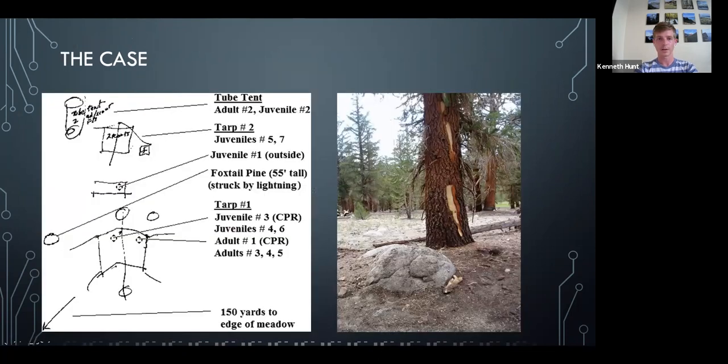And then I'll get into it a little bit further, but essentially when the troop saw the storm coming, the group of 12 broke up into smaller groups, and this kind of lays out where they were. And then this shows the foxtail pine, 55 feet tall, that was actually struck by the lightning in the proximity to Tarp 1. And this was an actual picture of the tree that was struck by that lightning at the time.